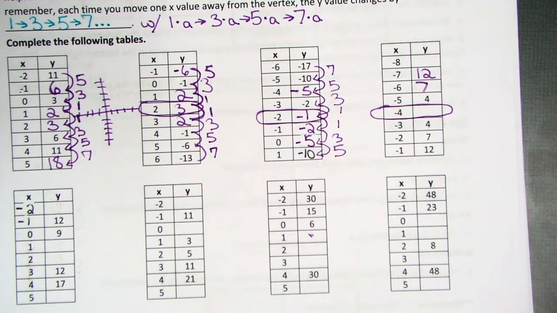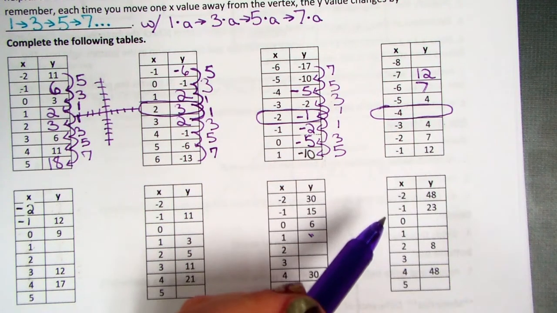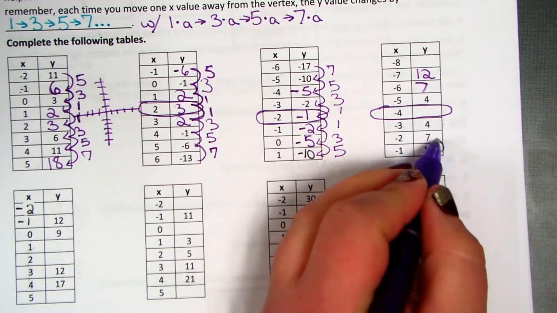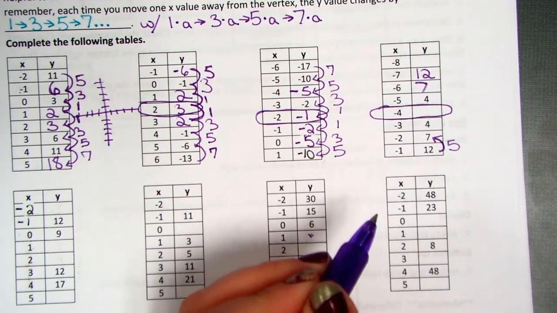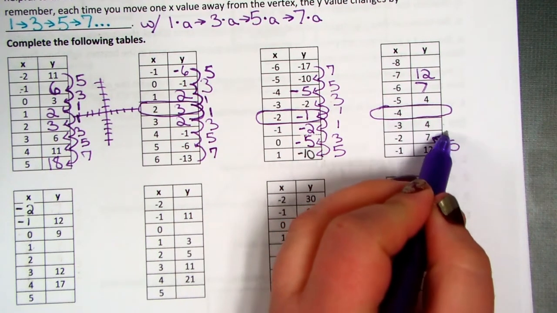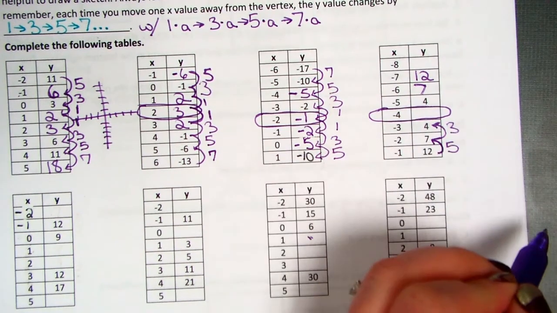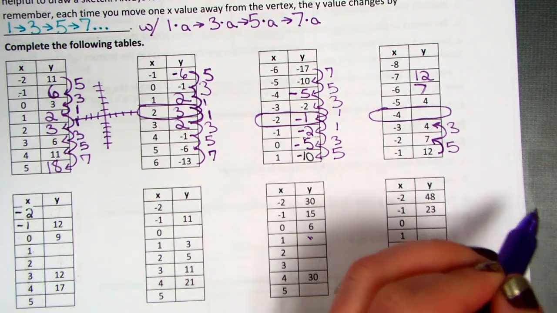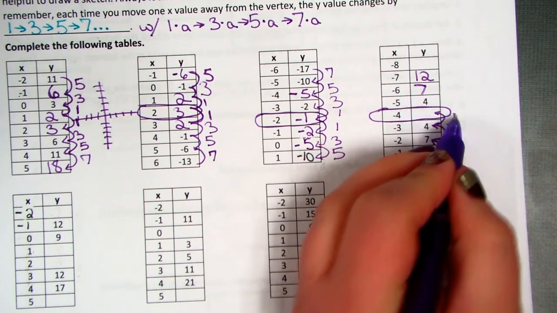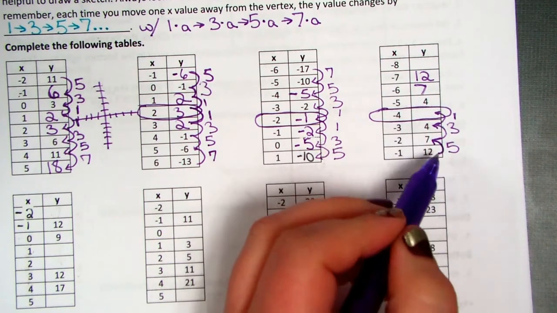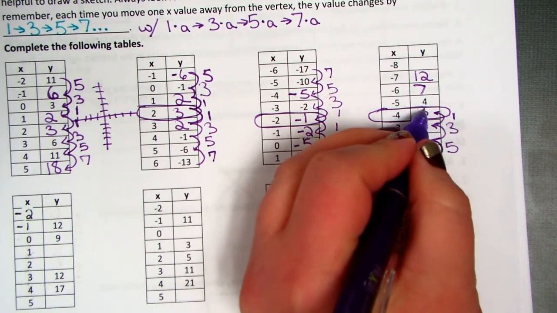So let's find the distance between each of the numbers that they gave us. So the distance between 12 and 7 is 5. The distance between 7 and 4 is 3. The distance between 4 and the vertex then should just be 1. So it's counting down. So we'll count down 1 to 3.